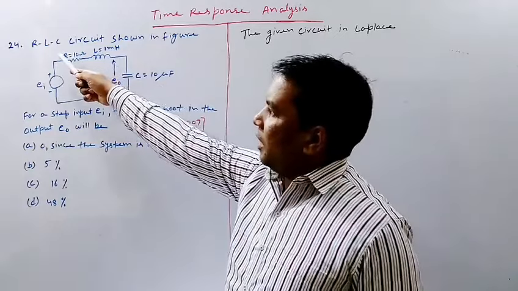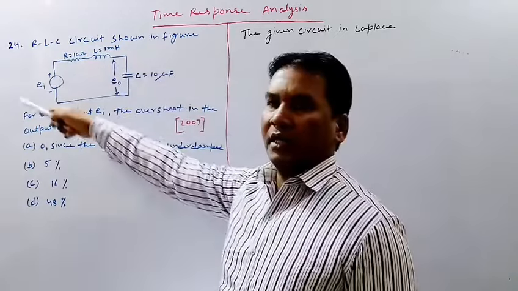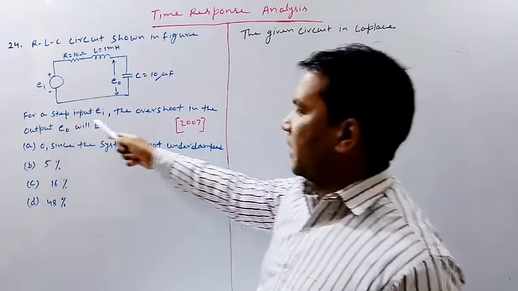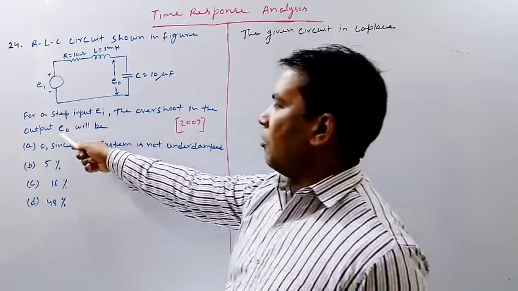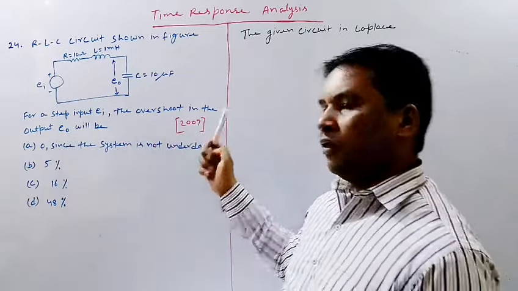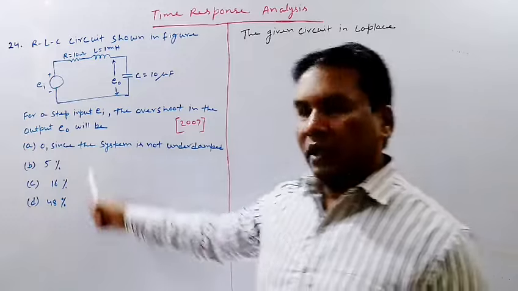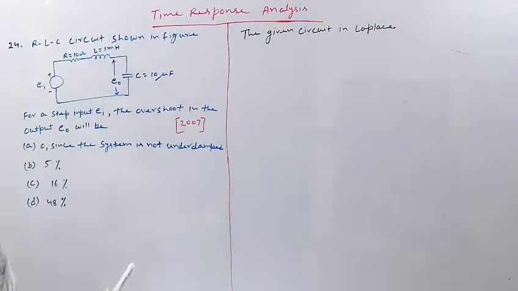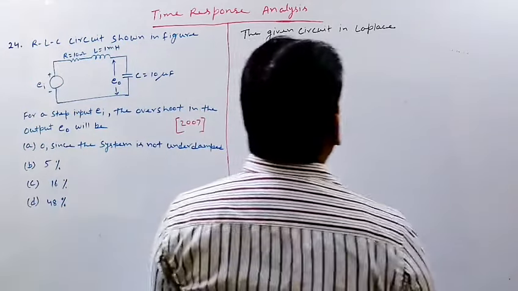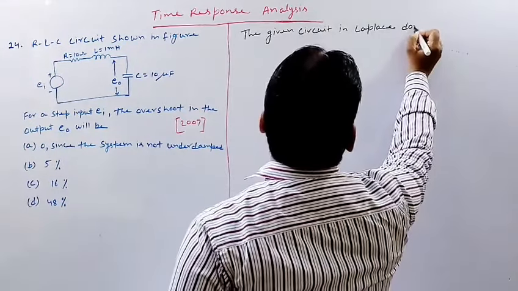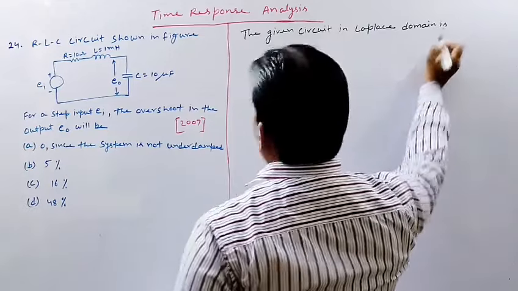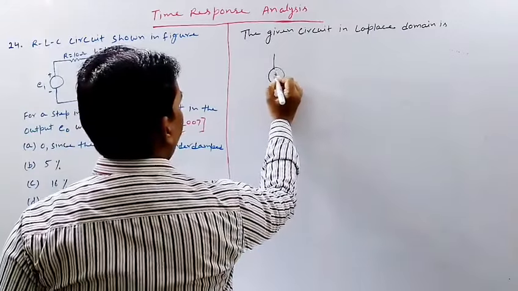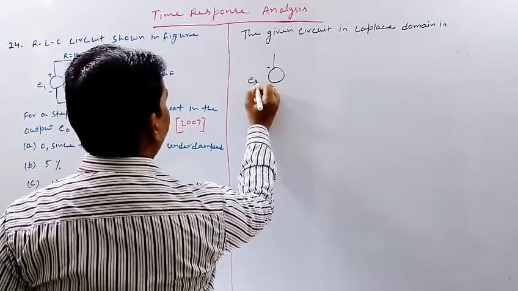Question: the RLC circuit is shown in the figure. This is an RLC circuit, and the question is saying that for a step input Ei, the overshoot in the output E0 will be. This question has been asked in GATE 2007. So let us see which option is correct. The given circuit in Laplace domain will be: Ei will be transformed into EiS.